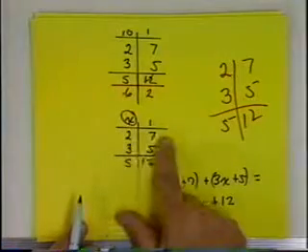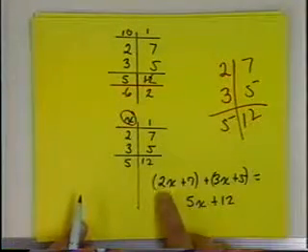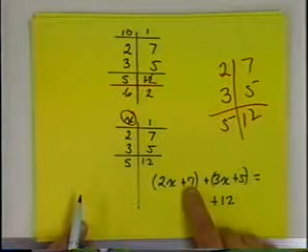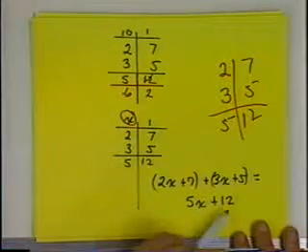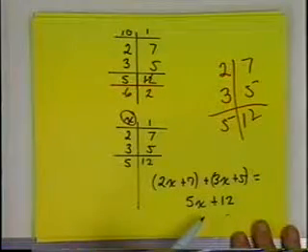2x plus 7 is the top number, 3x plus 5 is the bottom number. 2x plus 3x is 5x, 7 plus 5 is 12, and you cannot trade in because x is a variable. You're not trading in by 10s anymore, okay?